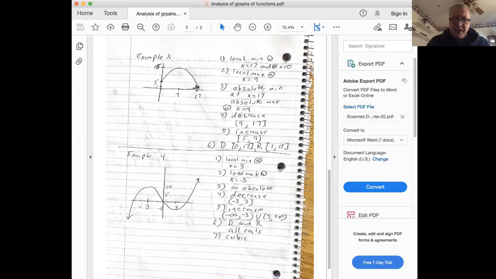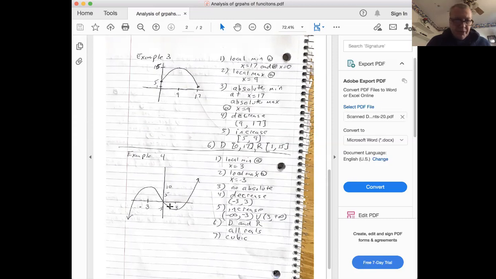Now, since this one at 17 is the smallest on this range that the function can be, that means it's the absolute min. And here at x equals 9, since it's the largest the function can be, that's our absolute max. It decreases from 9 to 17, increases from 0 to 9. Now, it does include 0, and it does include 17. It does not include 9, however.